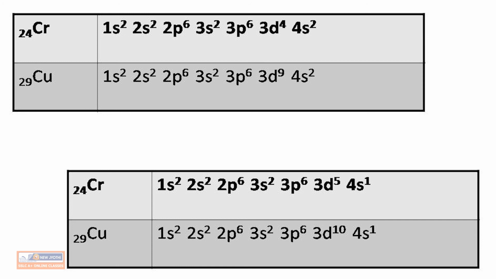But this is not the stable electronic configuration of chromium. The stable electronic configuration of chromium is 1s2, 2s2, 2p6, 3s2, 3p6, 3d5 and 4s1. Look, one electron from 4s is shifted to 3d and 3d4 becomes 3d5. What is the reason for this?